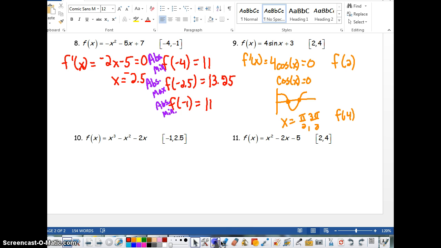So what does that tell me? Well, that just tells me that there are not any values between those 2 that I have to worry about. So there's no mins or maxes there. So between 2 and 4, one of those has to be the minimum, one of those has to be the maximum.